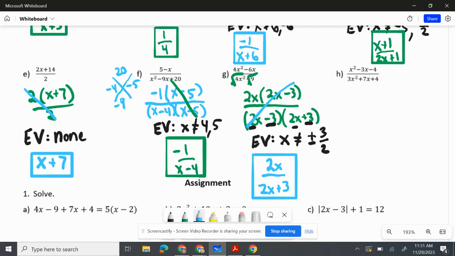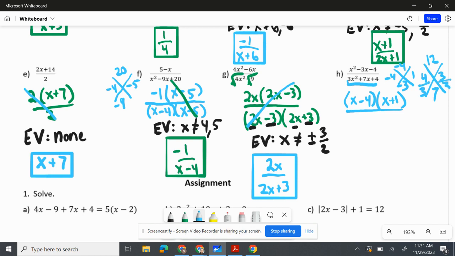Looking at letter H, they're both trinomials, so I'm going to factor using the x method. For the first one, two numbers that multiply together give me negative 4 and add up to negative 3, so negative 4 and 1. So I have x minus 4 and x plus 1. In my denominator, I multiply the 3 and the 4, and that gives me a 12 on top and a 7 on the bottom, so that would be 4 and 3. I'm going to divide each of these by 3. And so that gives me 3x plus 4 and x plus 1.